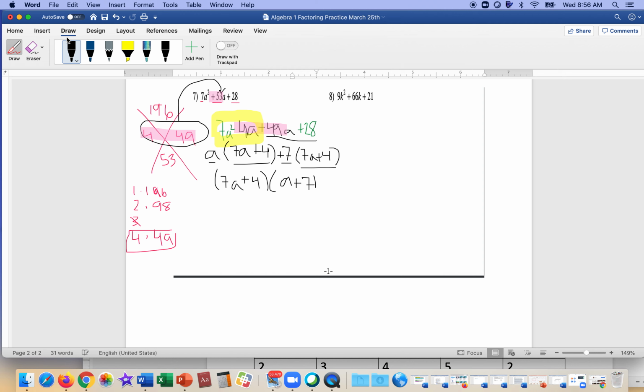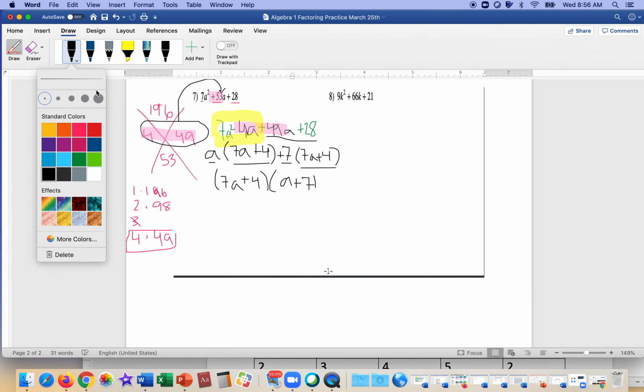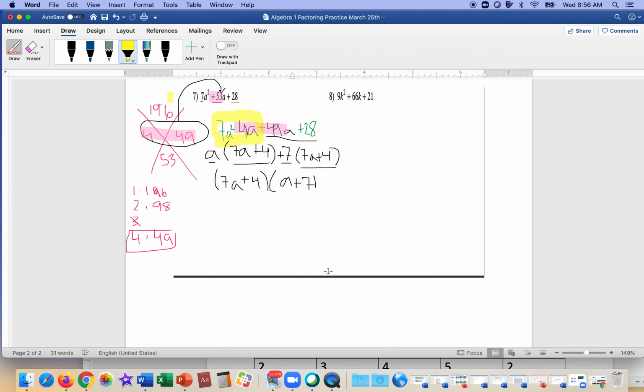Remember, you can always check. I'll highlight that first. So that's our final answer. You can always check by multiplying and seeing if you get the same answer. So 7a times a is 7a squared. 7a times 7 is 49a. 4 times a is 4a. And 4 times 7 is 28.